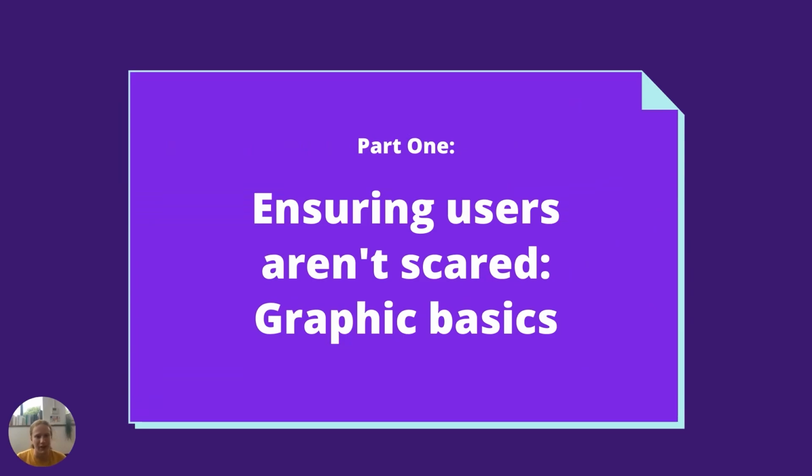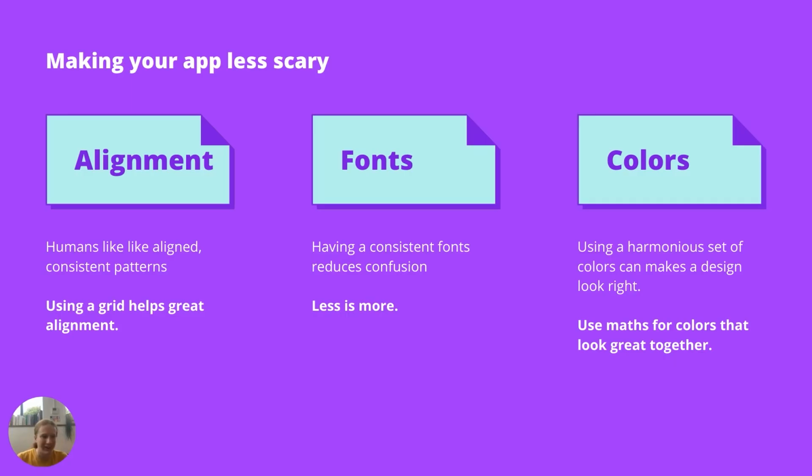On to our first section today of how we ensure users aren't scared of your application by following some graphic design basics. So there's three basics I want to walk through today. I really love threes. And the three basics we're going to be looking at today is alignment, which ironically, the heading there is looking very misaligned, if I say so myself, fonts and colors. So alignment is the way humans love consistent patterns. They love things to be aligned, equally spaced, symmetrical. So we're going to look at how we can use a grid to help create great alignment within an application.